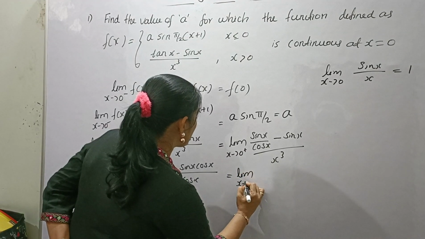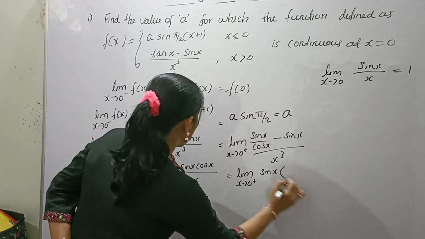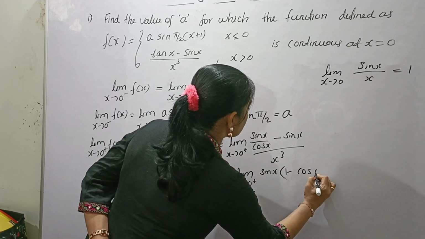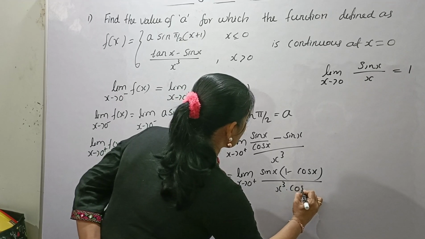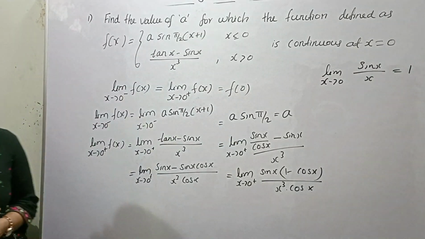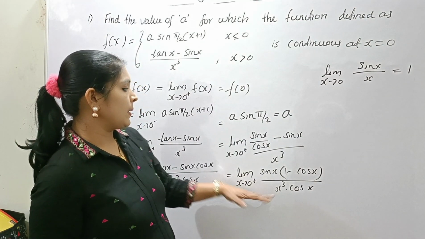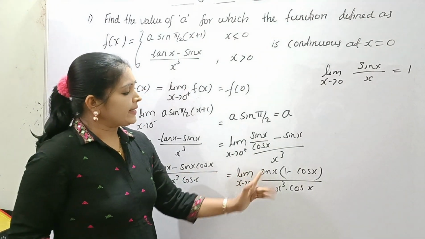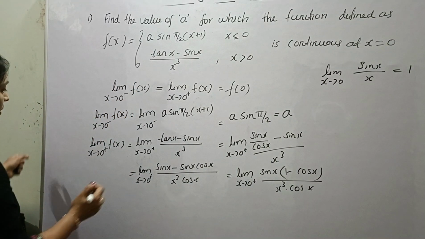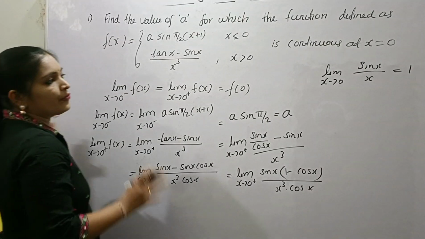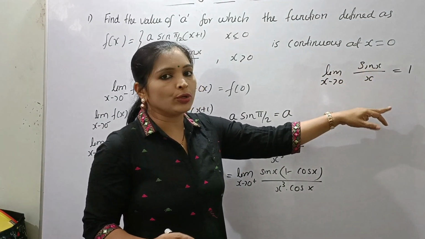Limit x tends to 0 plus, sin x into 1 minus cos x divided by x cube into cos x. Okay, then let's separate it. That is equal to, we have limit x tends to 0, sin x divided by x is equal to 1.